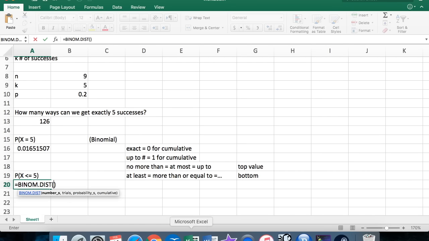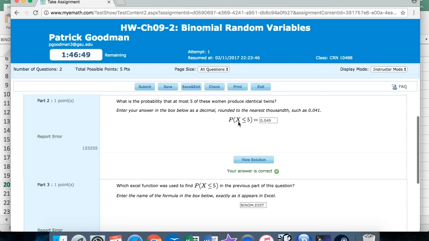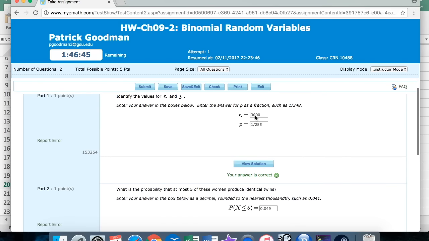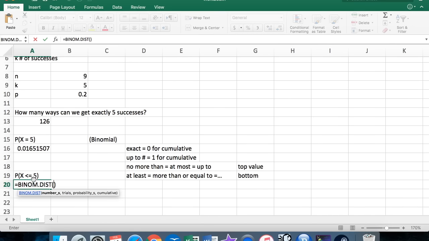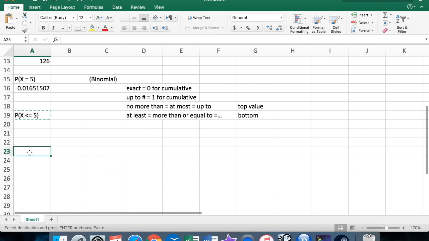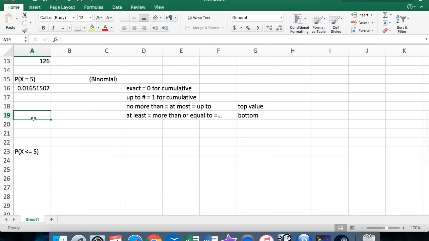But in this case, I think in the first part, your n and your p change. So your n is 3,000. I'll put that there really fast. Actually, it's probably a good idea to do that first, just so we know we're working in a different example. So we need our n, then we need our p, and oh yeah, we need our k as well. So k and p.